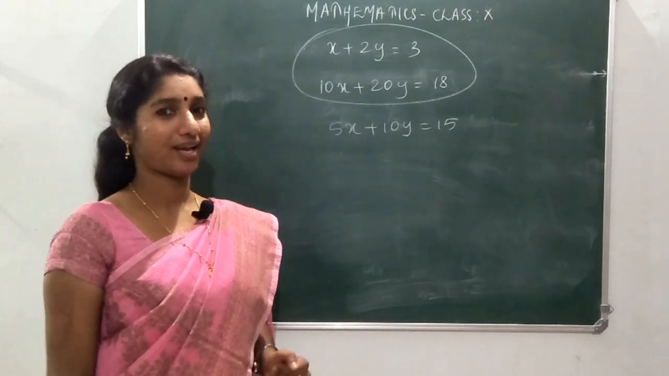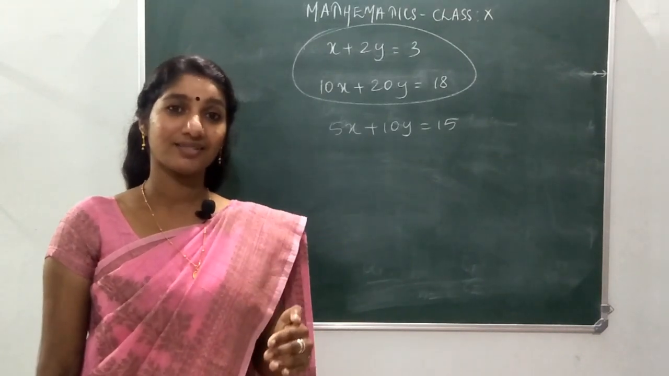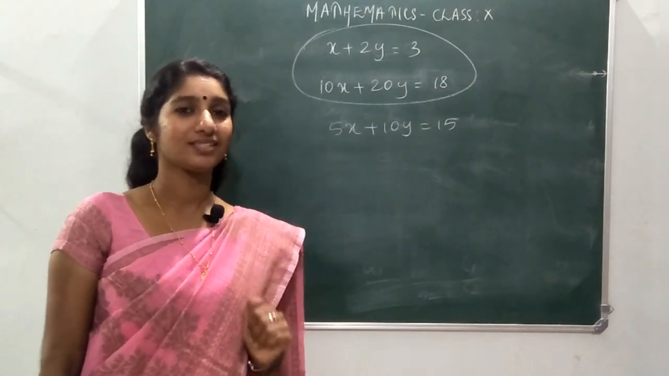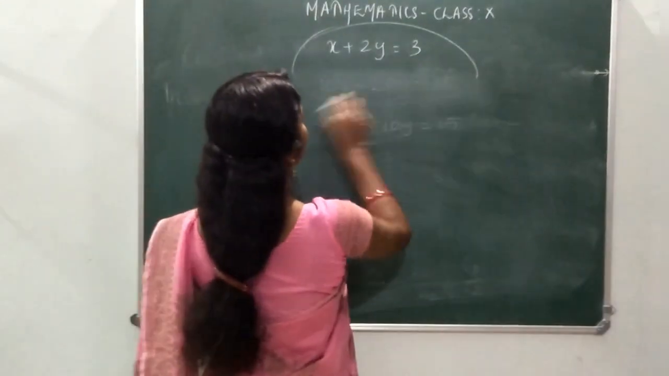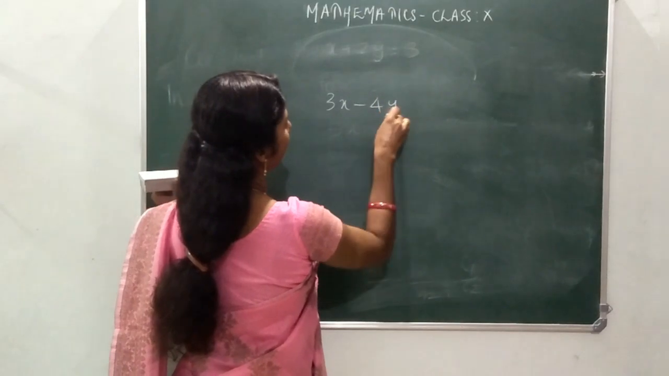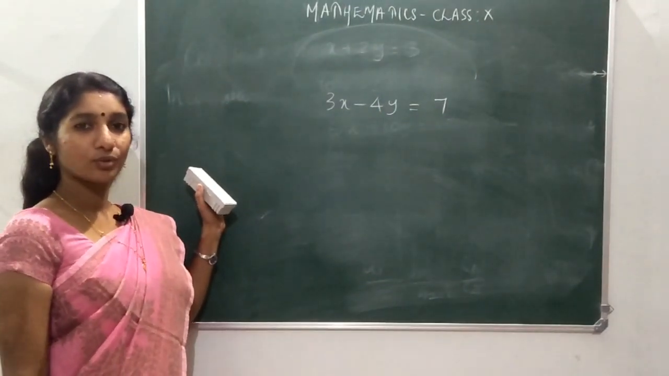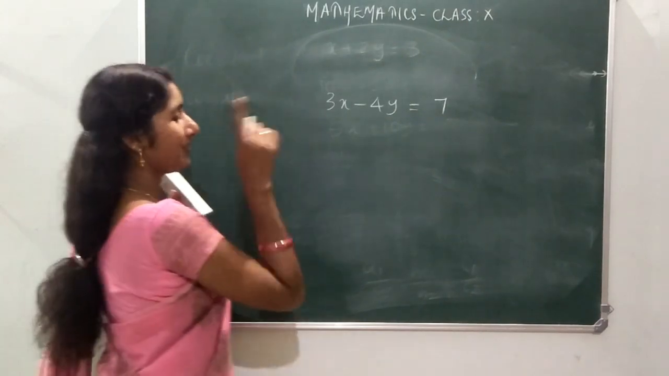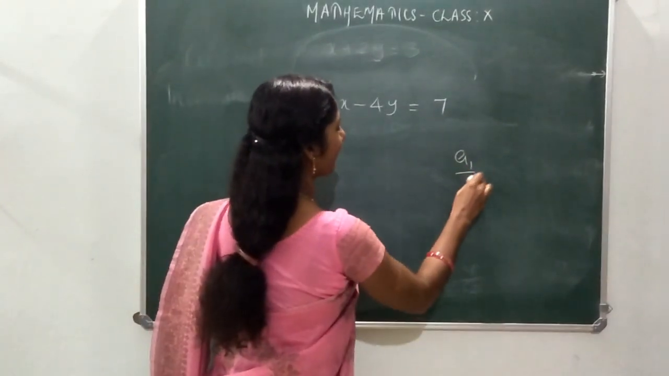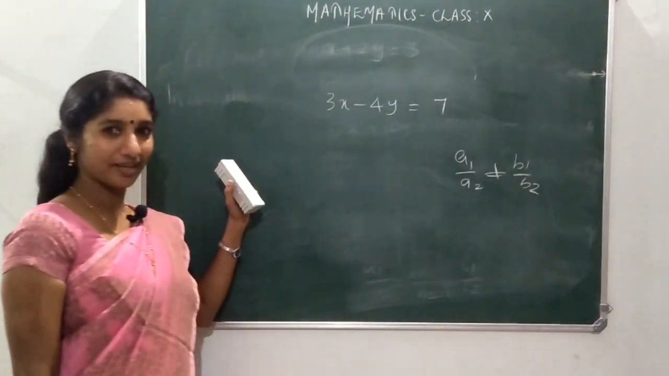So the lines are parallel. So it is easy to make parallel lines, coincident lines and intersecting lines. Tell me one example for intersecting lines. One line is given, 3x minus 4y is equal to 7. What we need to do? We need to focus. We are not supposed to get A1 by A2 and B1 by B2 equal. We need to make it unequal.